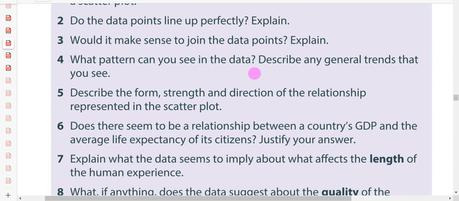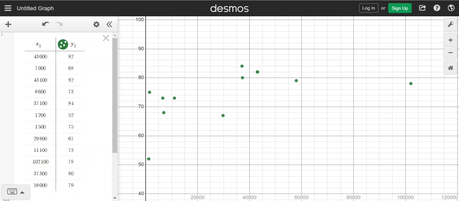What pattern can you see? Describe any general trends. Over to you. The higher the average GDP, the longer life expectancy, to a certain extent where the line lines up. Okay. Anyone else? Do we agree that life expectancy seems to be going up with GDP, or?